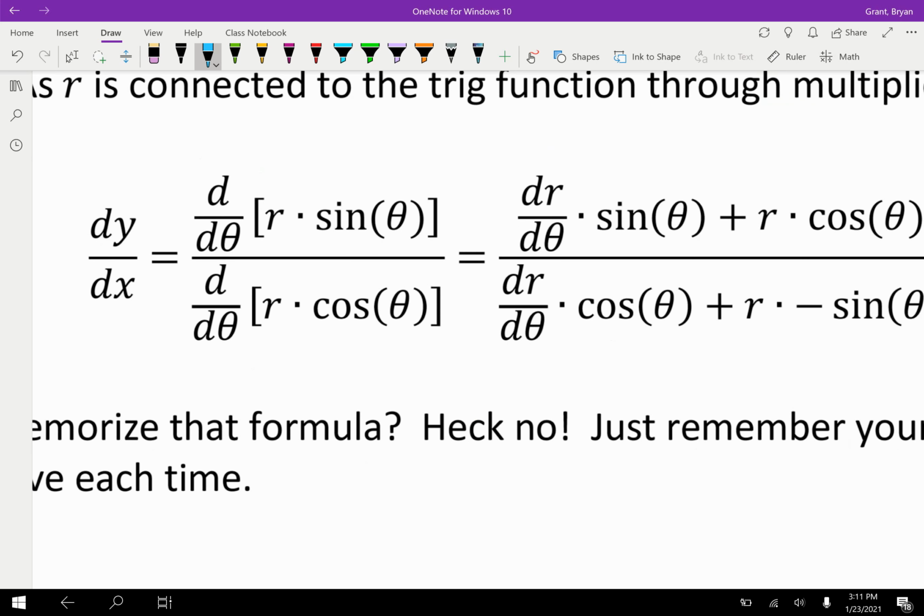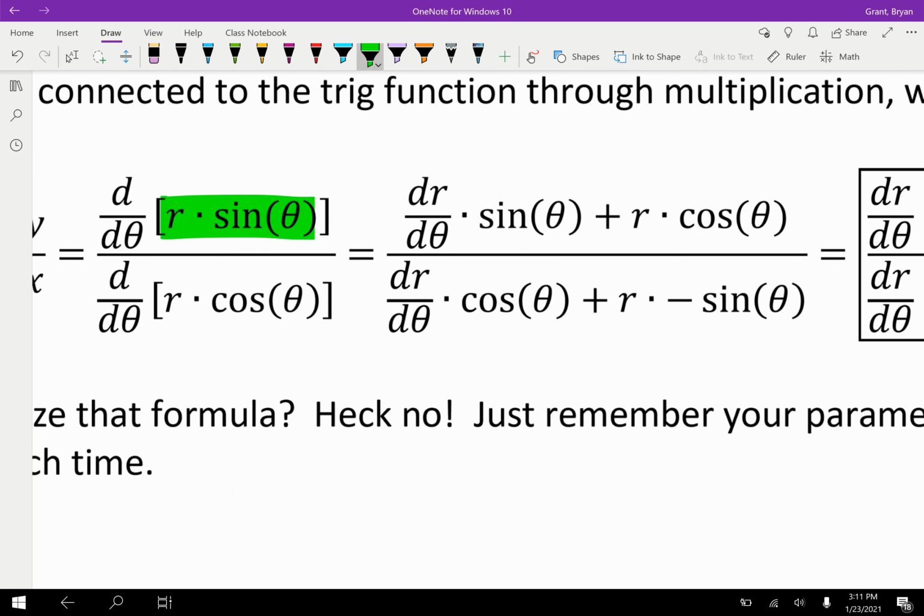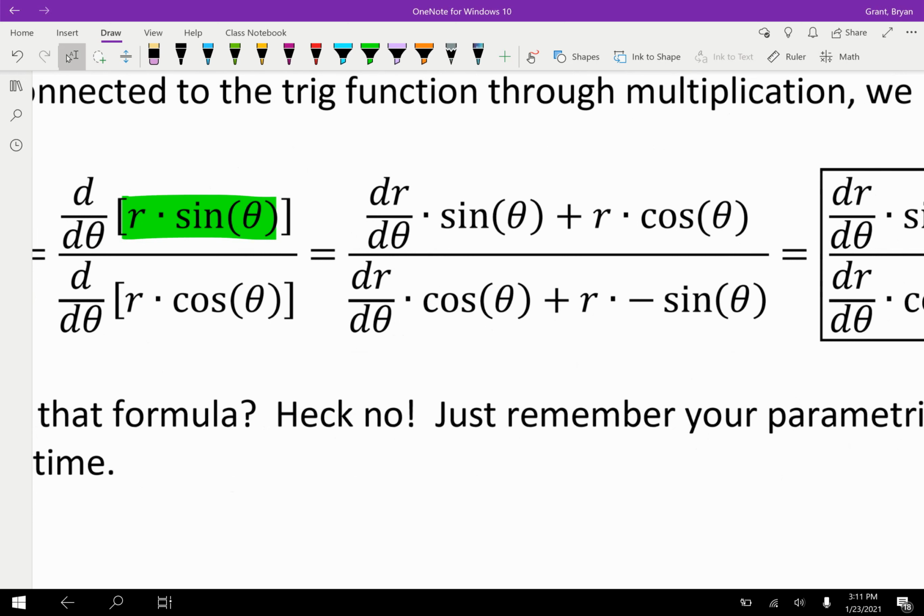We started here, and we'll keep those same colors where y is in green. We use the product rule. So to do the product rule, we do the derivative of the first function first, which is dr d theta. And then we keep the second function the same. First function the same, derivative of the second function. Same for the denominator down here, right?